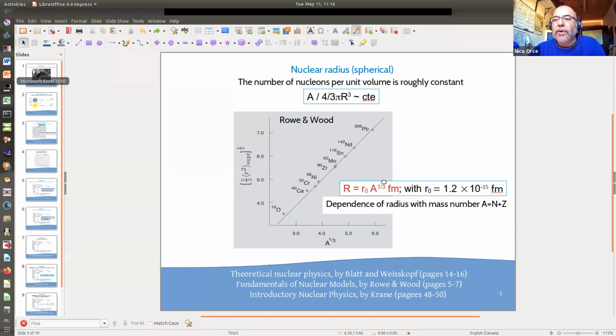But how do we get this A to the 1/3? It is because the number of nucleons per unit volume is roughly constant throughout the volume. We have the same density. So basically, A, the total number of nucleons, divided by the volume of the nucleus, is a constant. And this has been proven. As you can see, this is the graph of the root mean square radius over A to the 1/3, and you can see there's a constant line here, which agrees with the radius being proportional to A to the 1/3. This assumption is also based on experimental data.